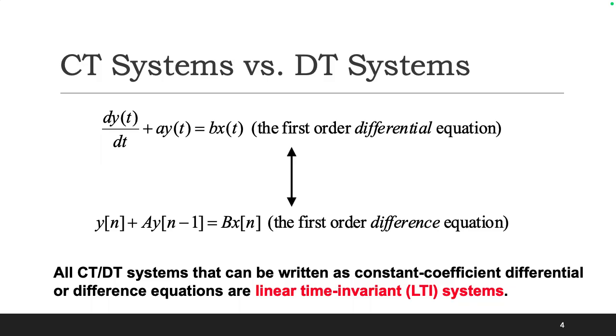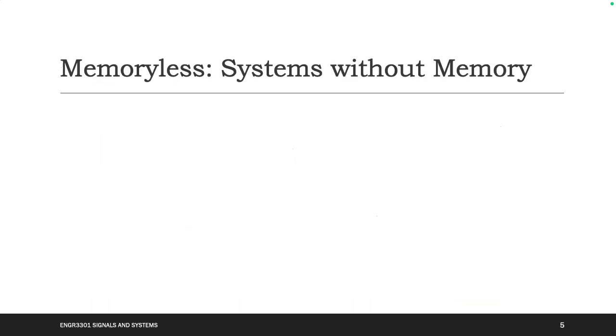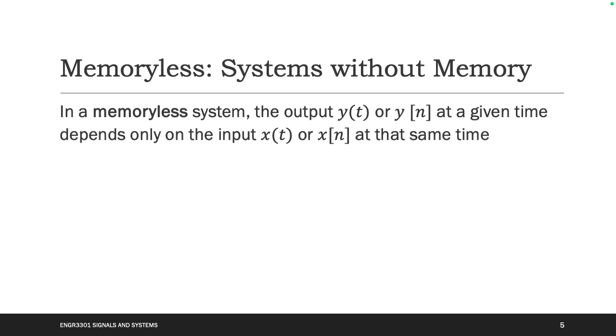Okay, let's talk about some basic properties for the CT-DT systems. The first one is memoryless, which means systems without memory. What is memoryless? And what is memory? In a memoryless system, the output y(t) or y[n] at a given time depends only on the input x(t) or x[n] at the same time.